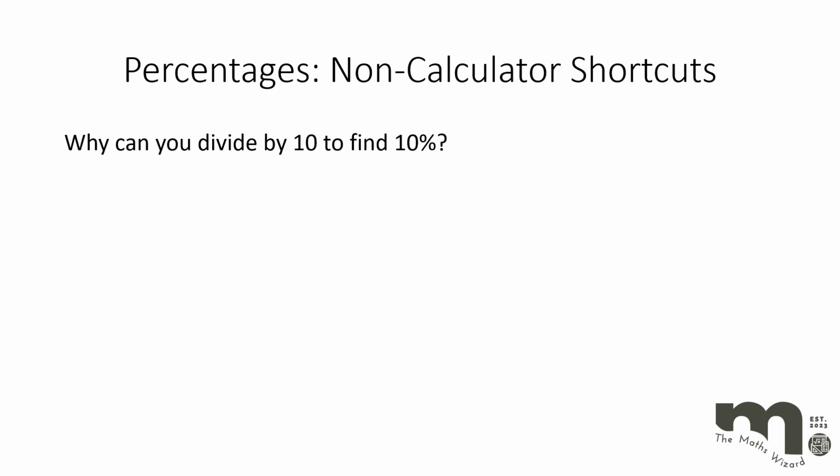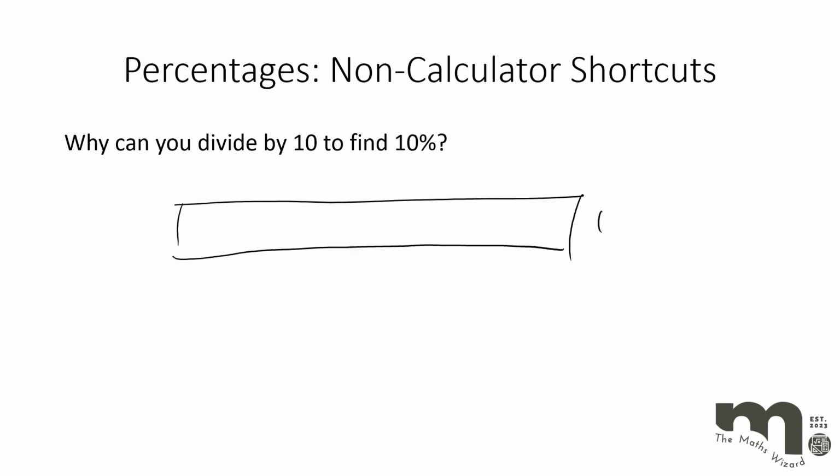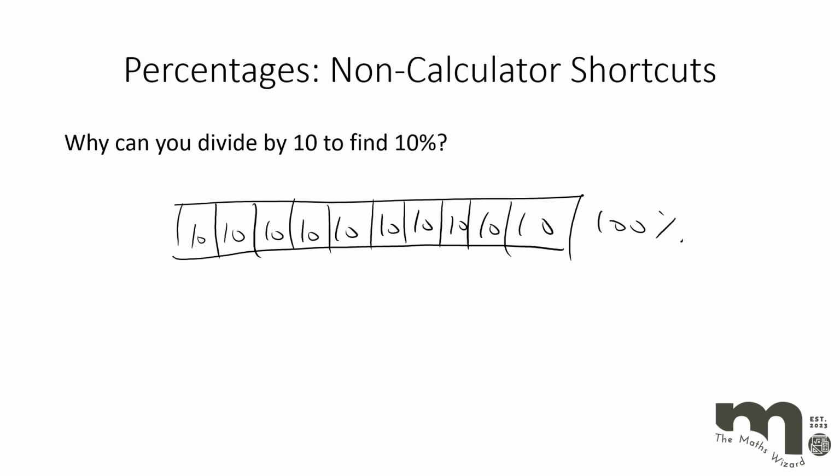And we've got another one here. Why is it that you can find 10% by dividing by 10? Well, again, if you think of 100% as this whole bar, if I split this into sections for you, 5, 6, 7, 8, 9, there we go. You can see that 10 goes into 100 10 times. That is the reason why you can divide by 10 to find 10%, because it's exactly the same as 1/10. So that's your fractional equivalent of 10%.